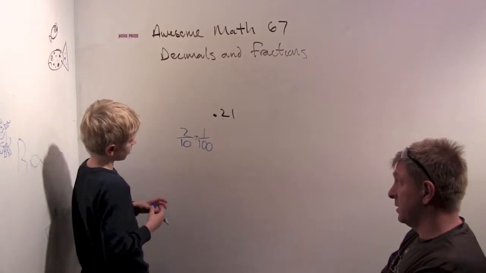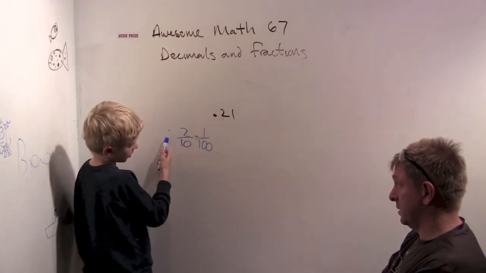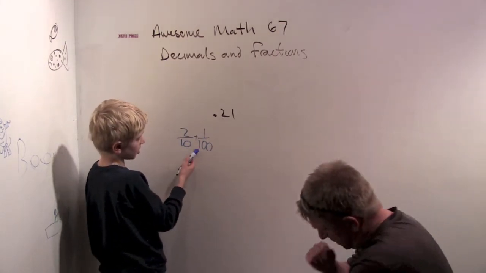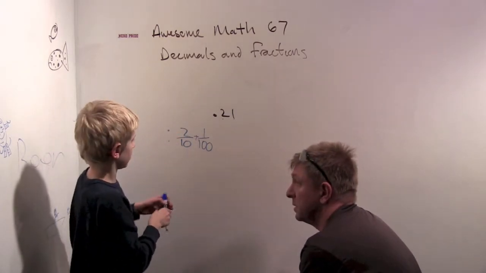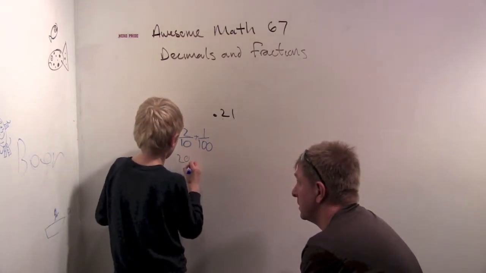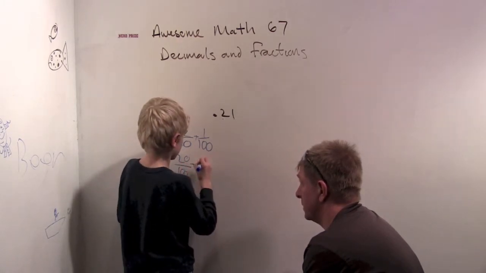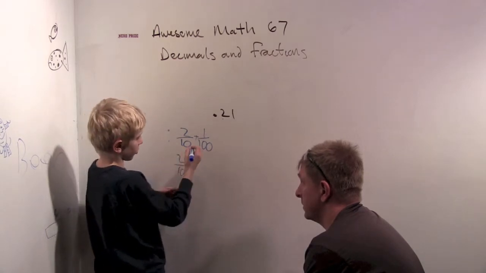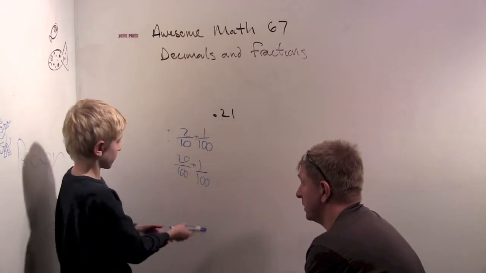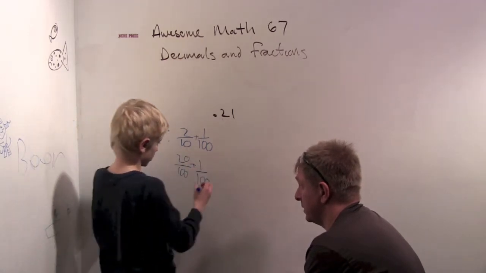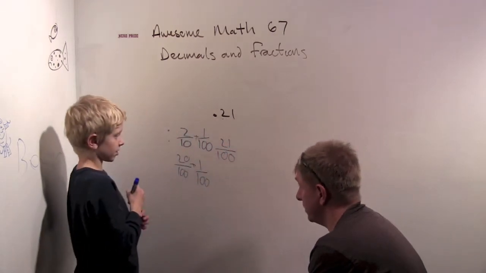Is there any way to make it a little simpler, or is that as simple as you can make it? Well, you can multiply everything. You can get the common denominator here, and you can multiply this by 10 over 10. So this would be 20 over 100, plus 1 over 100. Then we can simplify it to 21 over 100. Ooh, very good.